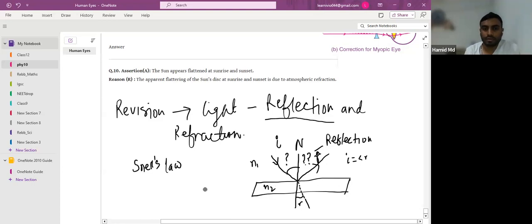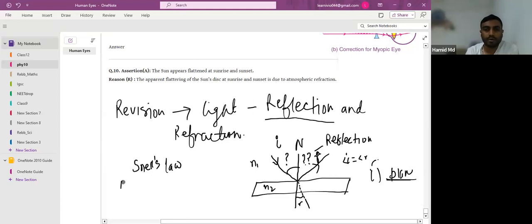This is the first law. The first law is: the incident ray, the reflected ray, and the normal all lie in the same plane, right? And angle i is equal to angle r as well.